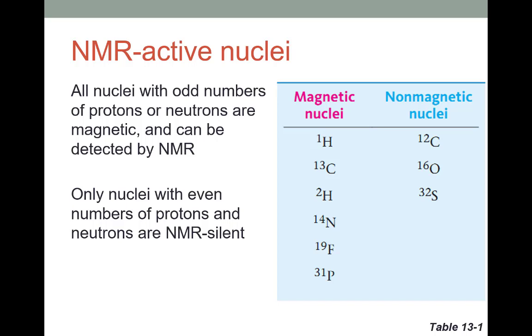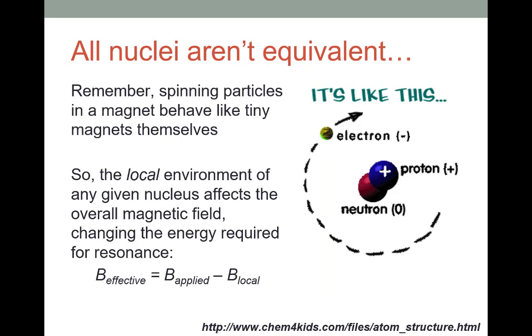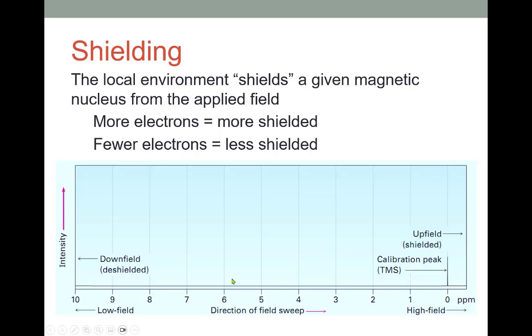But when we jump forward here, we have this idea that the local environment of any given nucleus affects the magnetic field at that position. This gets to the concept of shielding. The more electron density that's around a particular nucleus, the more shielded it is, and the lower the amount of energy it will take to flip it. So we'll see some language here.